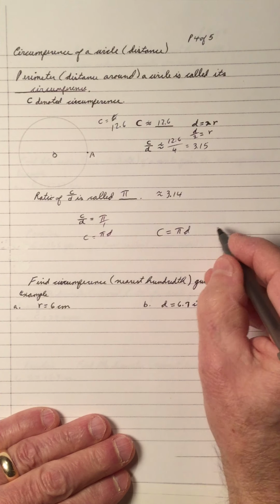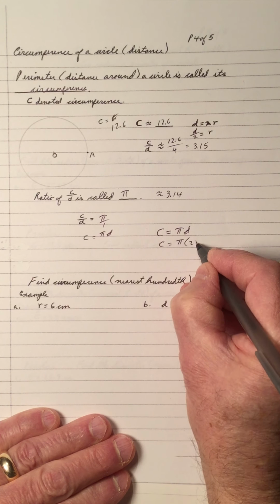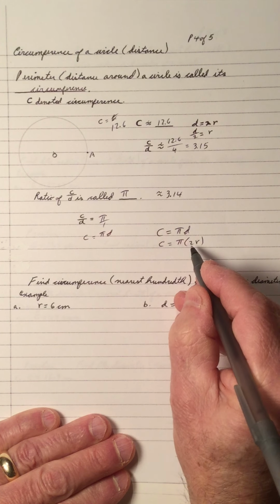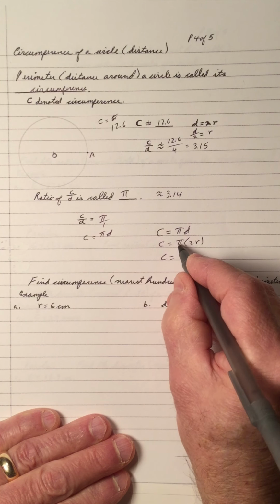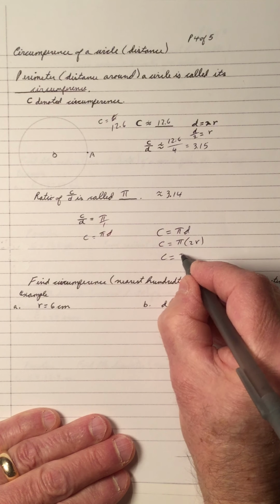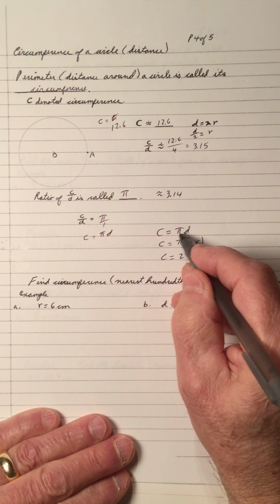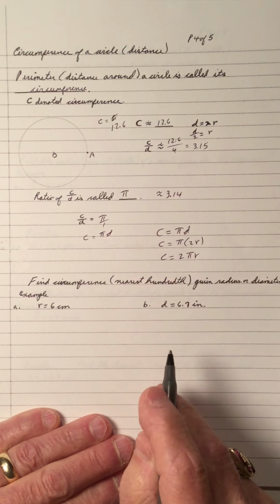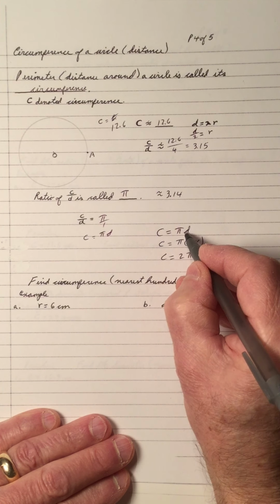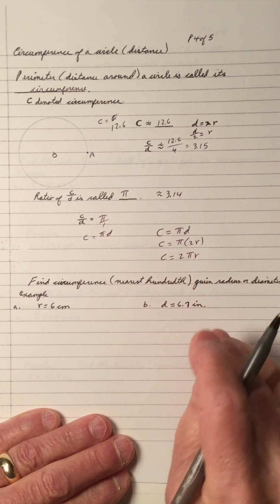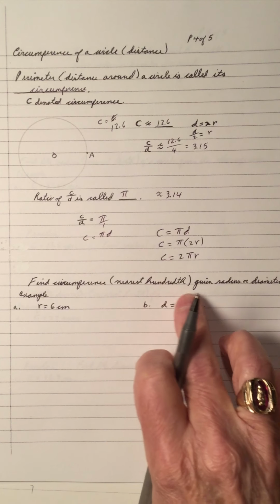Or, if you think about it, if your diameter is twice your radius, then c equals pi times 2r. But most books and teachers, instead of pi times 2r, they write 2 pi r. And it's all multiplication. So c equals pi d, or c equals 2 pi r. If I give you your radius, you sub in here. If I give you your diameter, you sub it in here. But it's your choice.